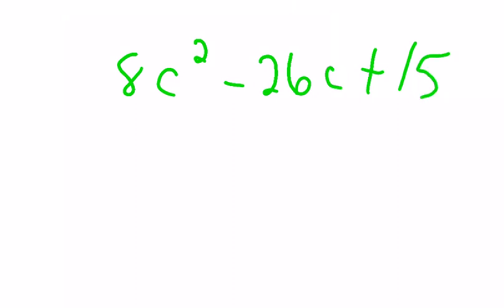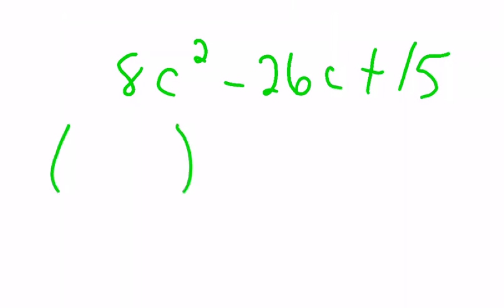Okay, same thing here, we want to factor it, but now we have a little bit more involved because now we need factors of 8 and factors of 15 that give us 26 in the middle. So we need to look at our factors of 8, and factors of 8 are 1 and 8, 2 and 4, and factors of 15 are 1 and 15, and 3 and 5. So we could do a guess and check way of doing this and figure out which ones work.